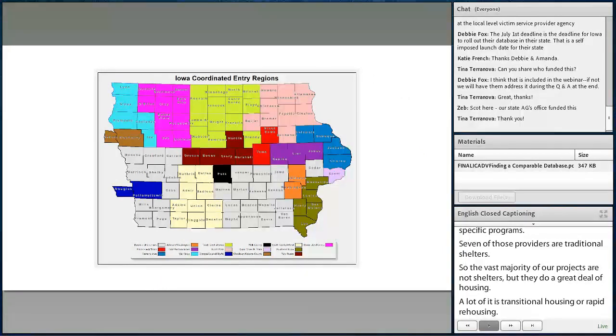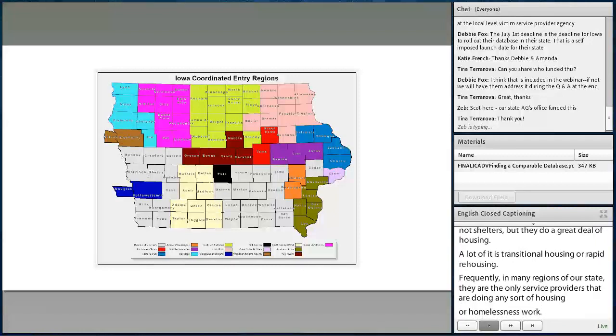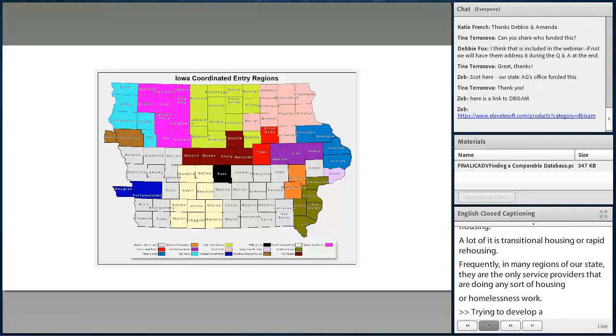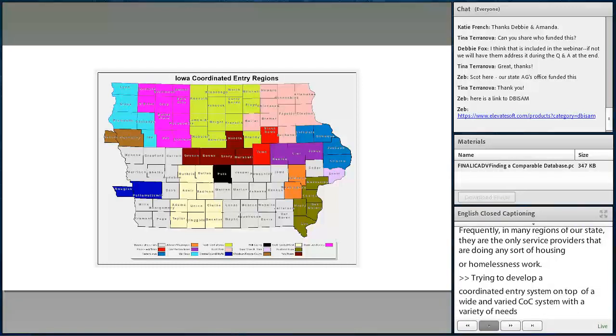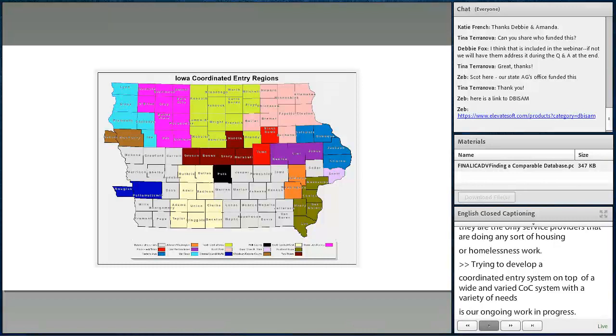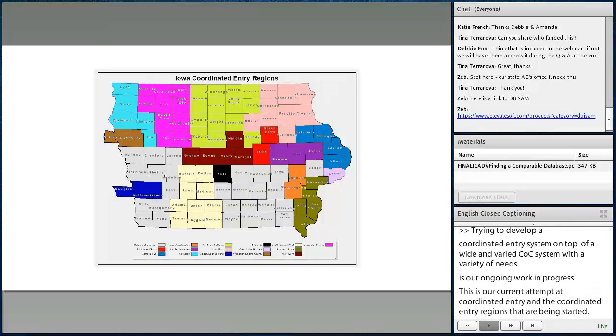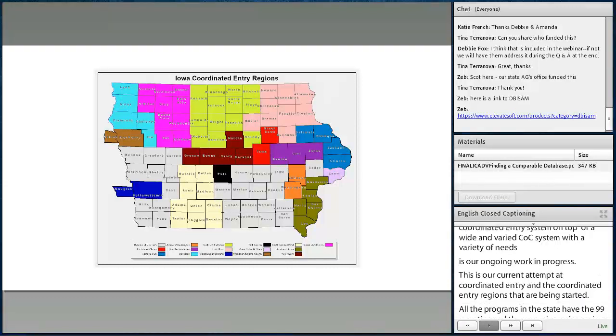Trying to develop a coordinated entry system on top of a wide and varied CoC system with a variety of needs is our ongoing work in progress, and this is our current attempt at coordinated entry and the coordinated entry regions that are being sorted through. So you notice all the programs in the state have their 99 counties, their 6 service regions, their 4 CoCs, and then on top of that, their coordinated entry regions as well, many of which are being championed or headed by domestic violence service providers, because they are the only service provider that falls into that region, and because the folks on the ground, the folks experiencing homelessness and the folks experiencing domestic violence, desperately need those services.